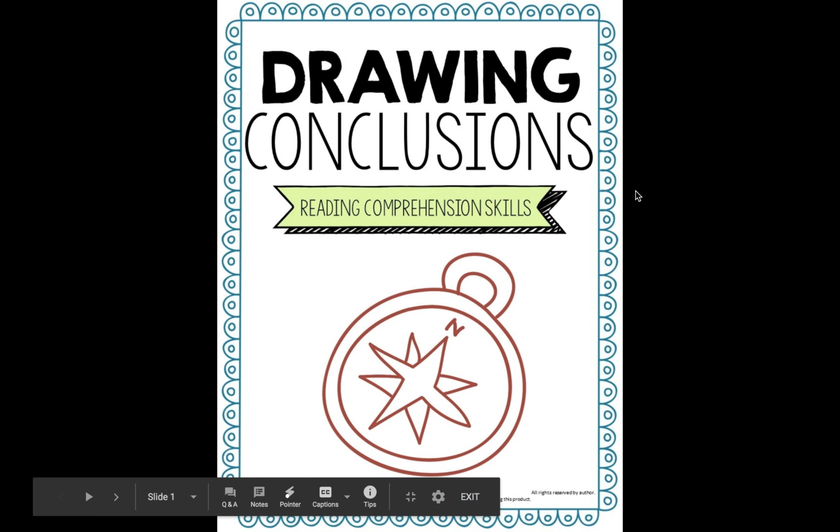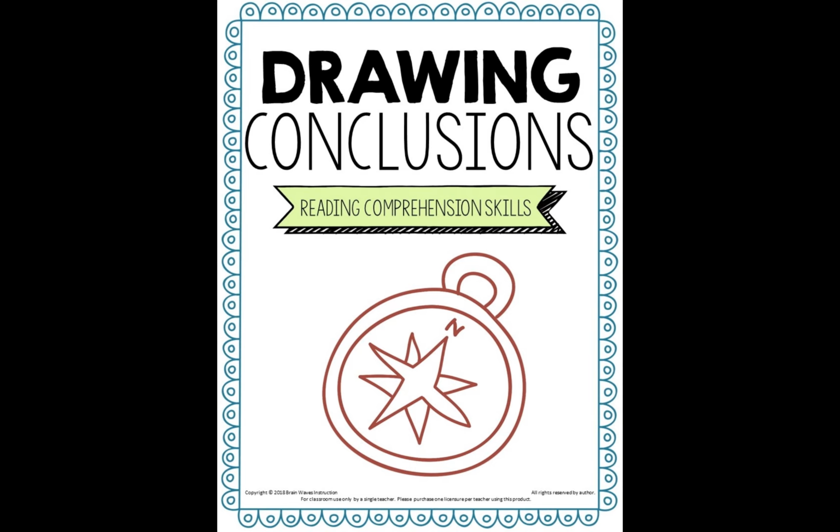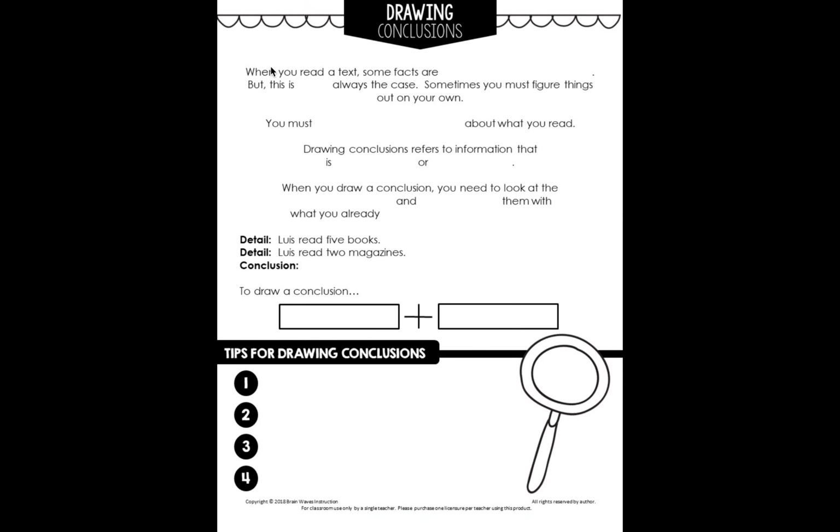All right, boys and girls, this week you are going to learn about drawing conclusions. And we've talked about drawing conclusions before. We're drawing conclusions in our reading comprehension, which means we're coming up with our own ideas, not drawing a picture. When you read a text, some facts are clearly stated, right? You can read those facts in there. But this is not always the case. Sometimes you must figure things out on your own. You must draw conclusions about what you read.